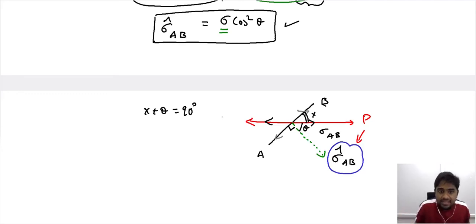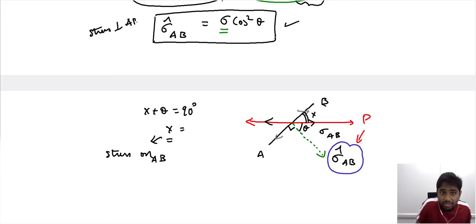So x is the angle we are now interested in. The reason we are interested in x is because it helps us understand the stress experienced on AB, not perpendicular to AB. The stress is not perpendicular to AB, the stress is on AB. So to estimate the stress that the region of interest AB experiences on its surface, we need to quantify this angle x. So this x is nothing but 90 degrees minus theta.